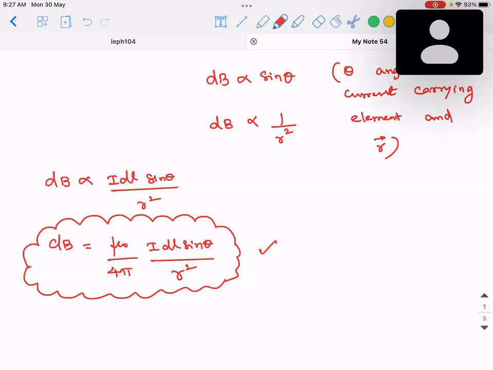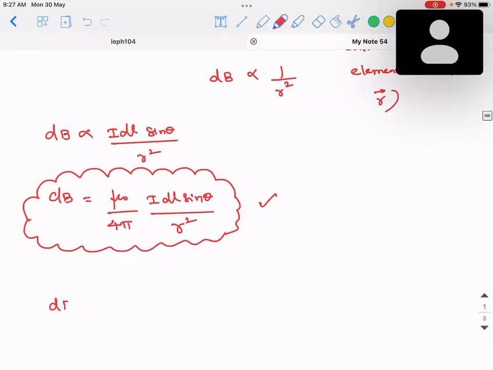So observe. If I write the same dB as a vector, it is written like this: mu naught divided by 4 pi. What is that mu naught? I'll tell you, wait for it. Mu naught divided by 4 pi into... generally whenever sine theta comes, what is the product you do between vectors to generate sine theta? You do cross product, or vector product, right? So I understand that this should be written in terms of cross product. If I have to write something in terms of cross product, I need two vectors.